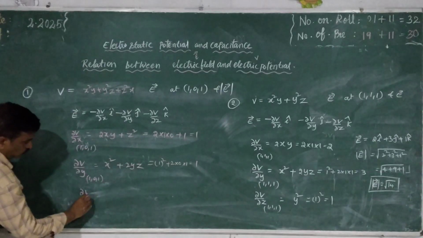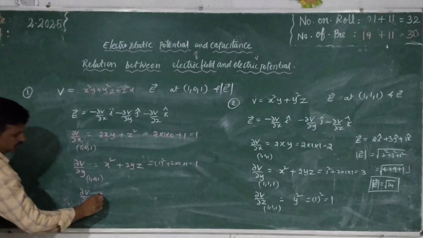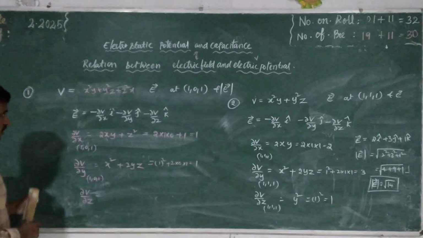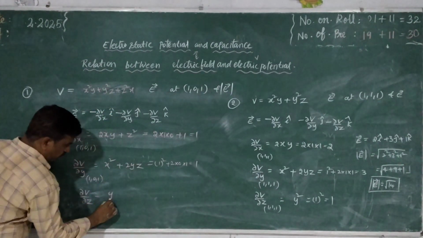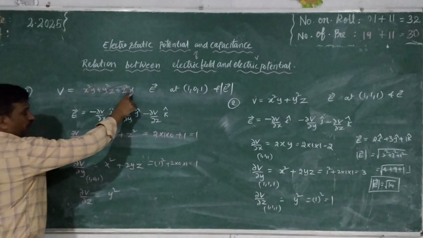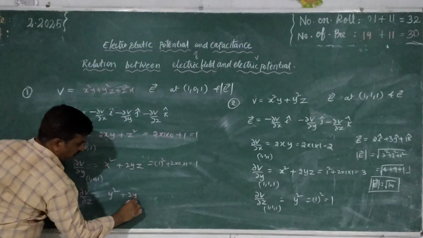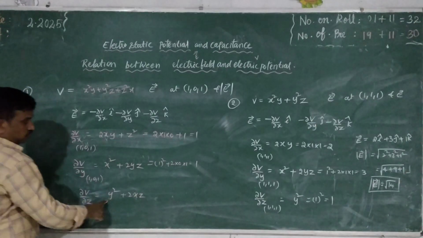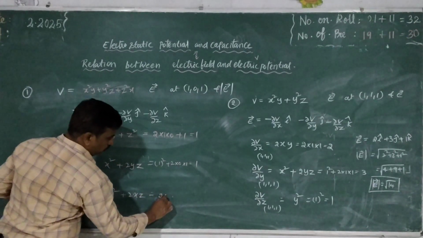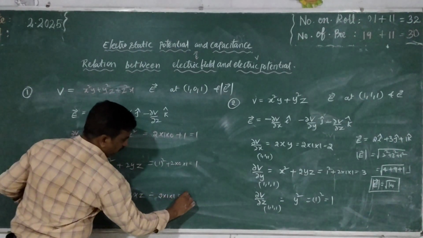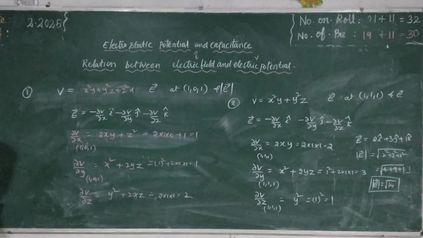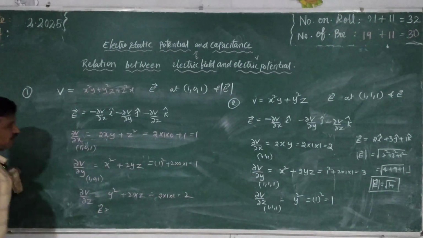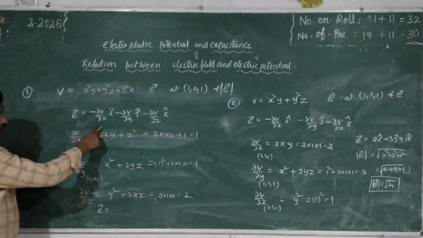Now dou V by dou z. Here z is in the second term and also in the third term. So differentiating with respect to z, we get y square, and from the last term 2xz. The first term is 0, and the second is 2 into 1 into 1, so we get 2. Yes? Now we can substitute here for the electric field vector. See, dou V by dou x is 1.